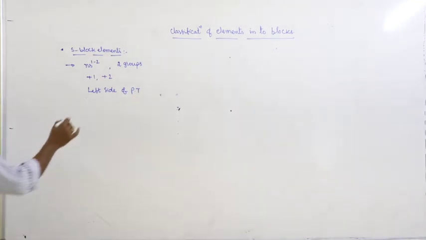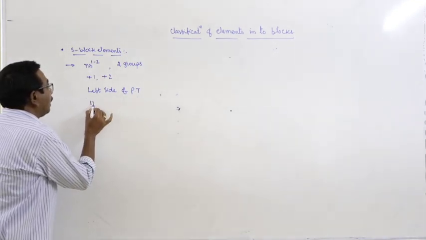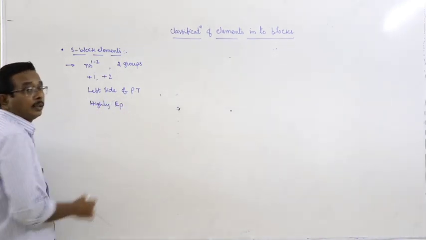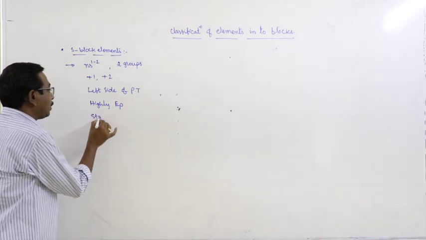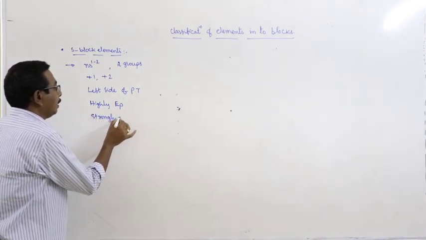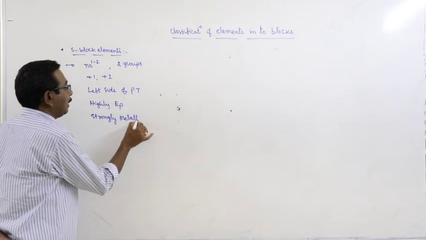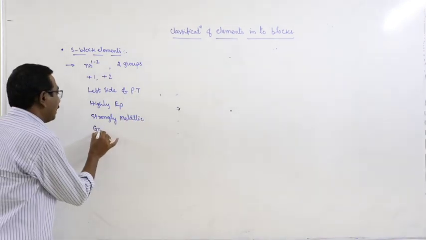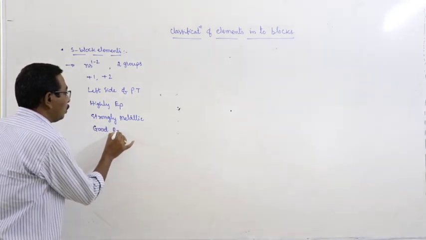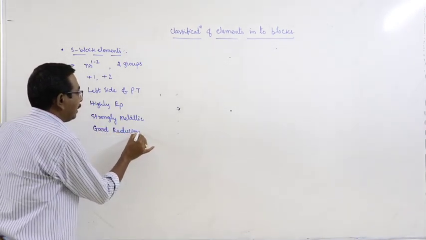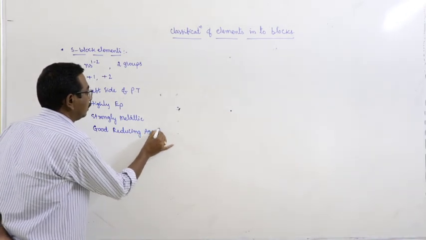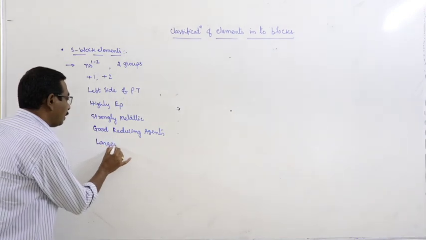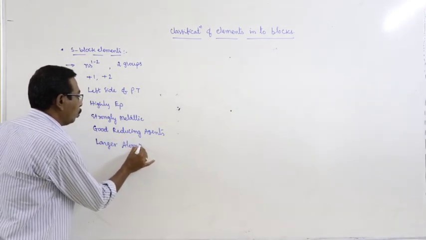And they are highly electropositive. And they are strongly metallic in nature. And they are used as good reducing agents. And they have larger atomic volumes.